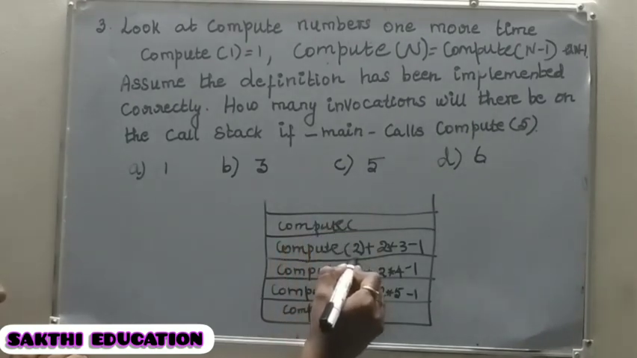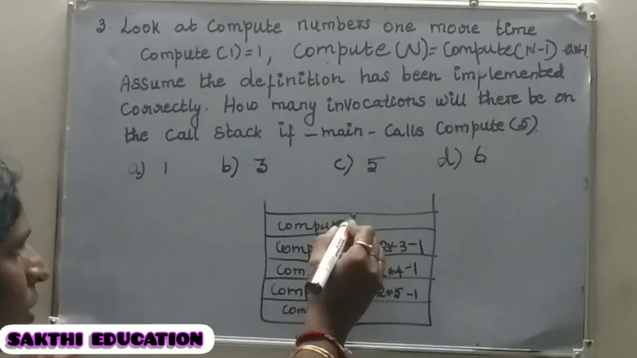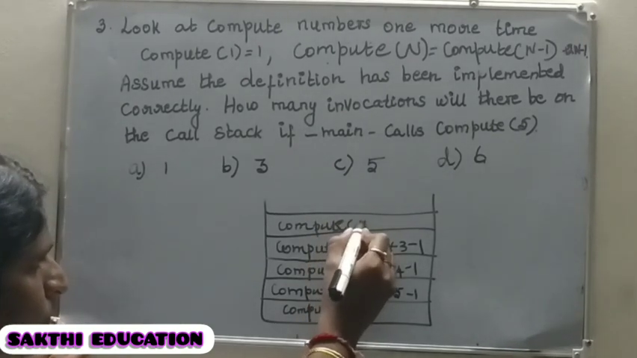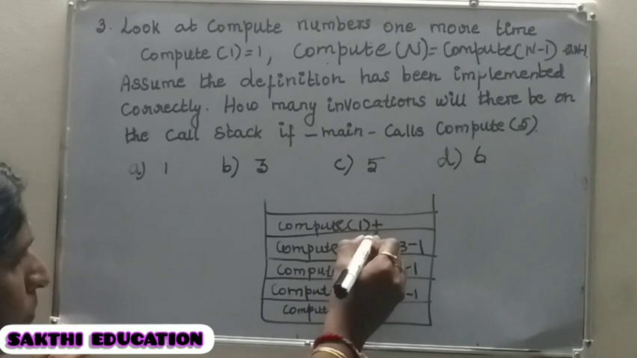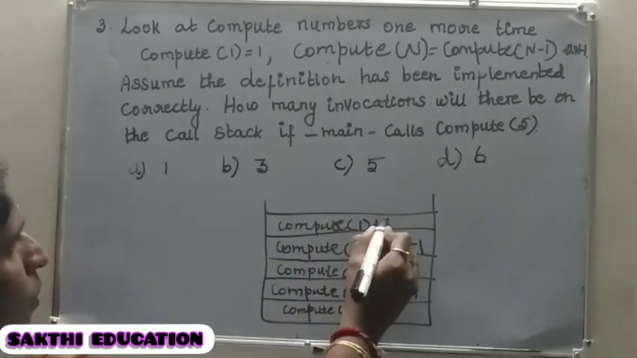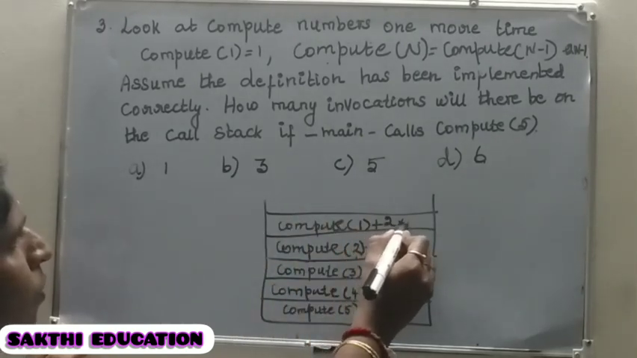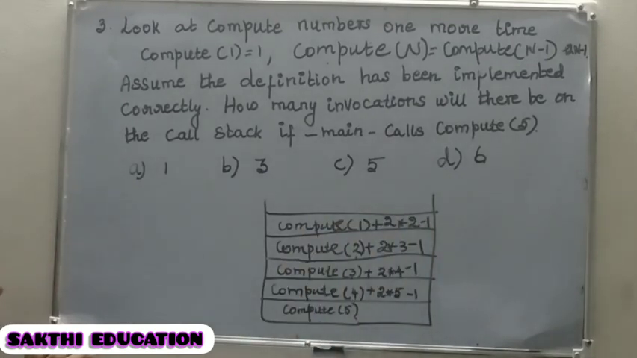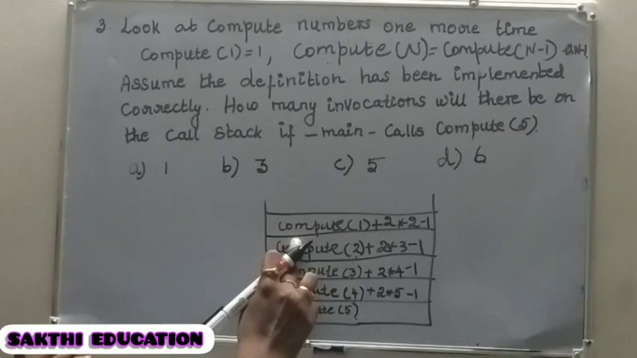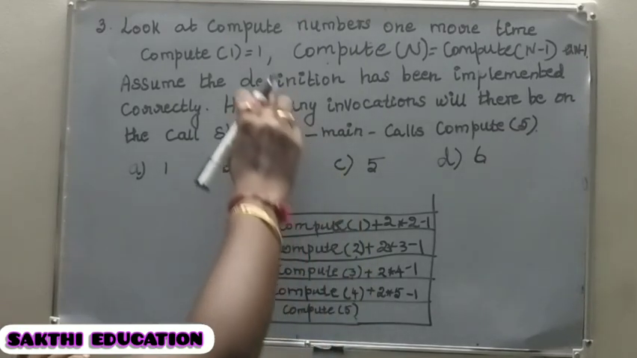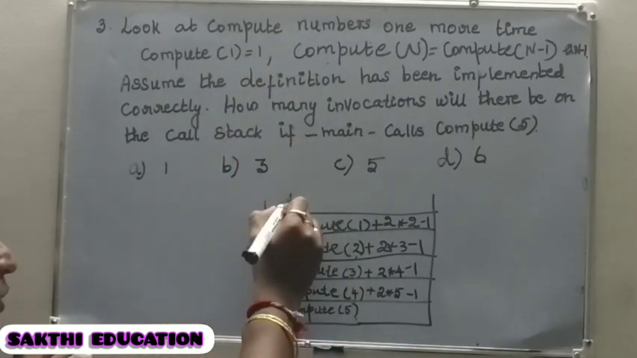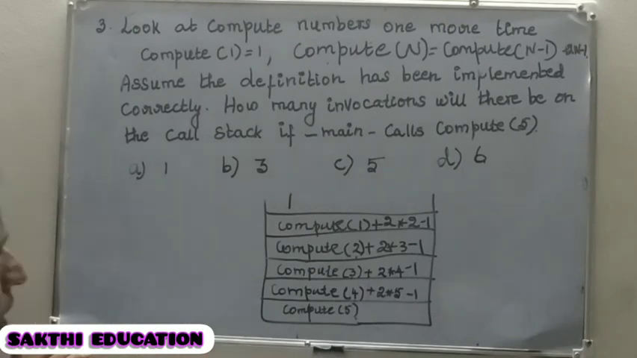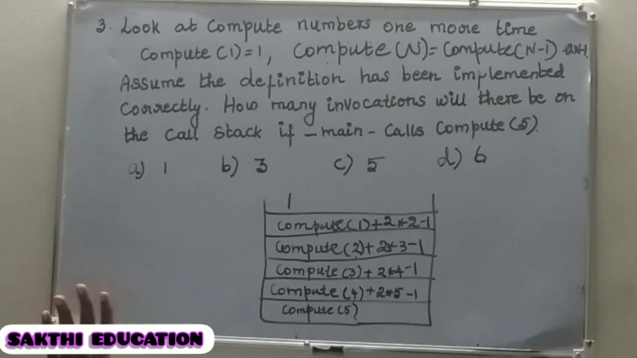Compute. n is 2. 2 minus 1 is what? 1. Plus 2 into 2 minus 1. Next, again you are calling compute of 1. For that it will return the value 1. It won't create a frame because it is not a function call. So now we stop the execution.